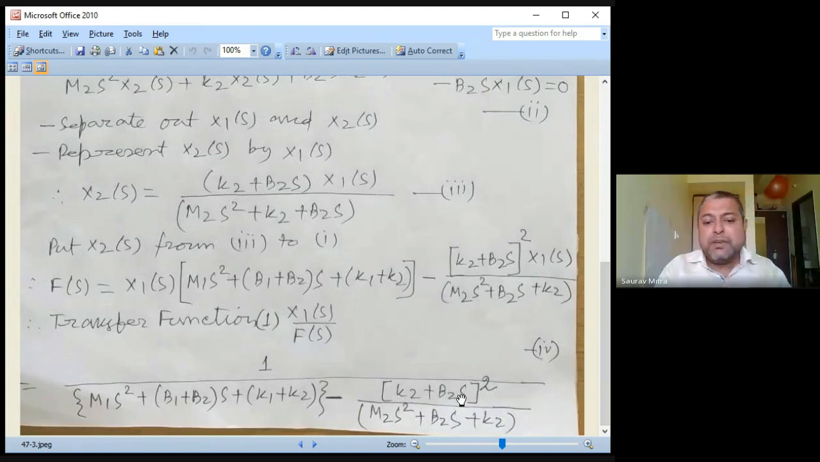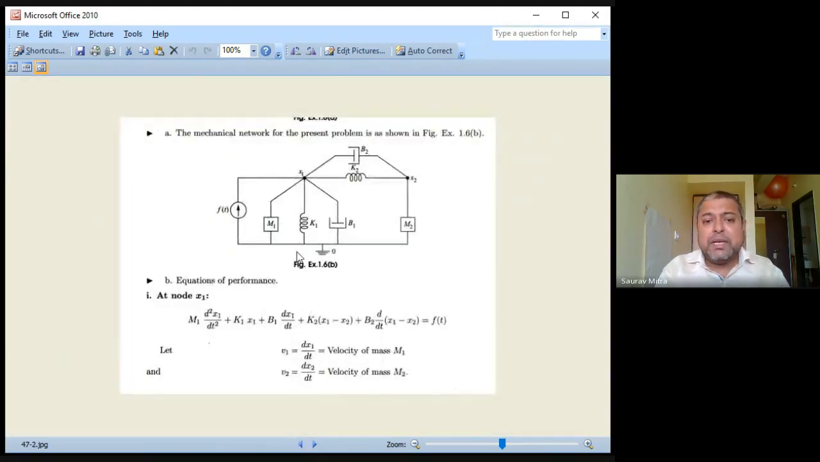So the main important thing you have to check is that here there is a square. Whenever you are multiplying it with this term, s raised to 4 will come in the denominator. And if you see this diagram, how many energy storing elements are there?